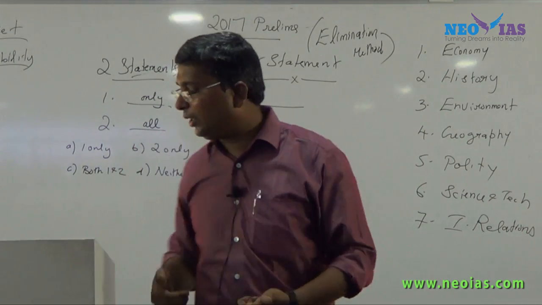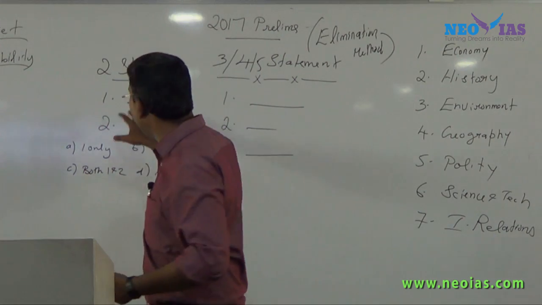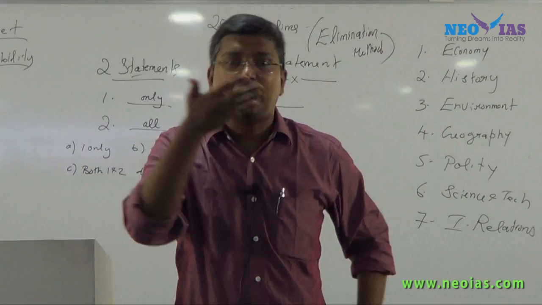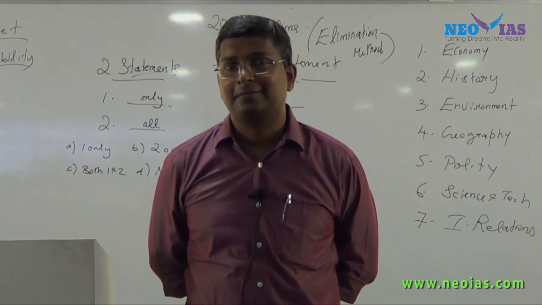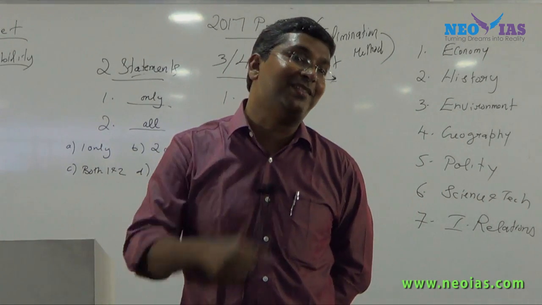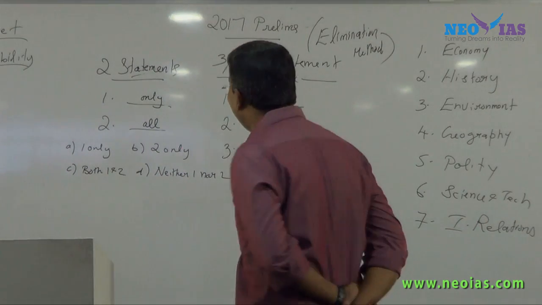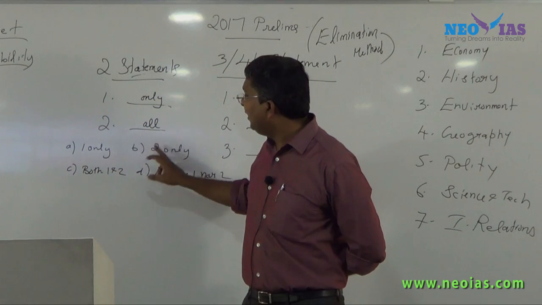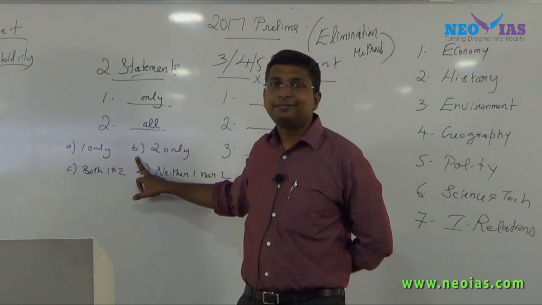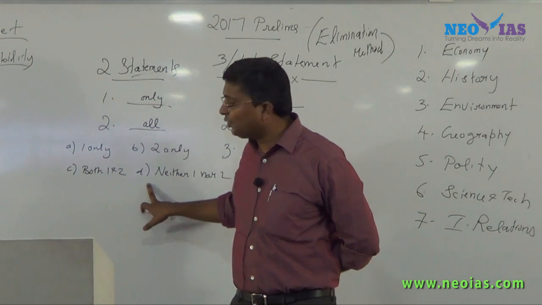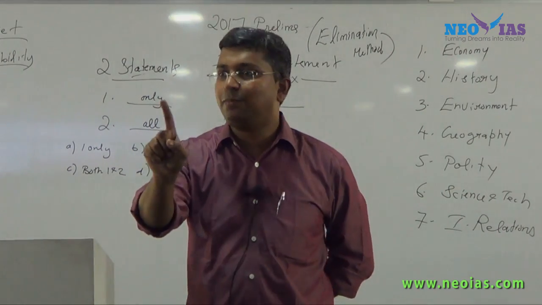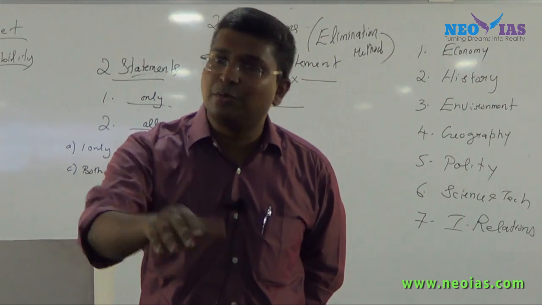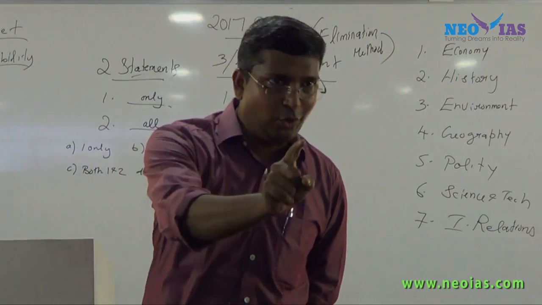So follow it. Now, this is what general students do with a two-statement question. They know that the first statement is correct, but are not sure about the second statement. If the first statement is correct, it means that B is not the answer. D is also not the answer. If statement 1 is correct, it can't be 2 only. That is wrong. It can't be neither 1 nor 2. Now it can be 1 only or both 1 and 2.